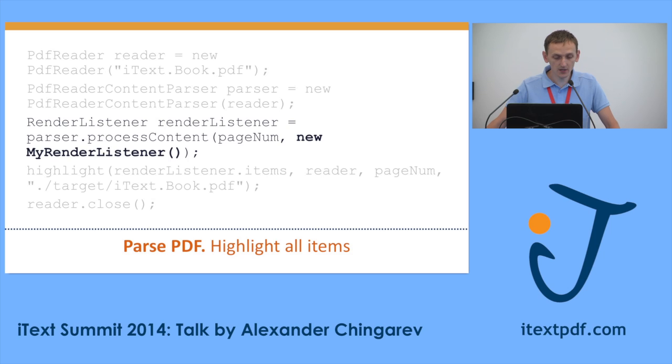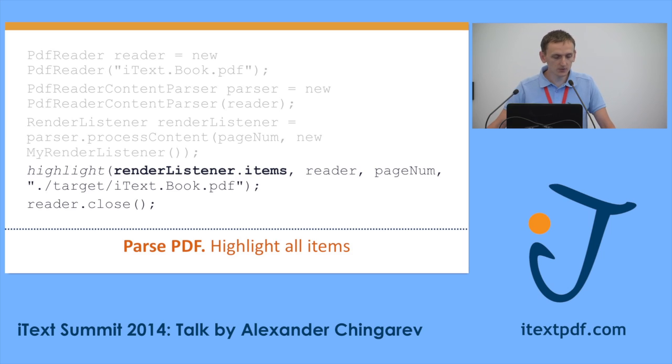The next line actually does all the parsing. You can see that I call the processContent method on the previously initialized parser, and this method takes two parameters. The first parameter is the number of the page we want to parse, and the second parameter is our own implementation of RenderListener. RenderListener is a standard iText interface, which I will explain how to work with in a few slides. But now I can just say that all the main magic of parsing is concentrated inside my RenderListener class.